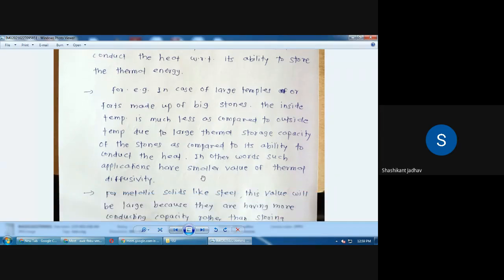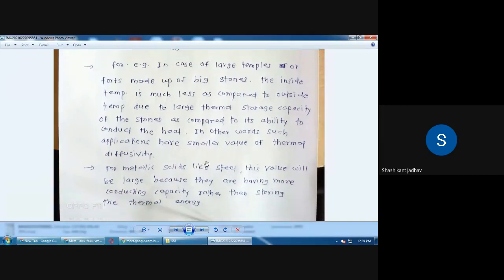And similarly we have discussed the second example, that is metallic steel. In this case the thermal diffusivity is higher, because maximum heat is transferred by conduction as compared to heat storage. From these two examples we have to understand what is meant by thermal diffusivity, and when small thermal diffusivity is there, we use big stones in the forts and the temples. Okay, so this is about the thermal diffusivity.